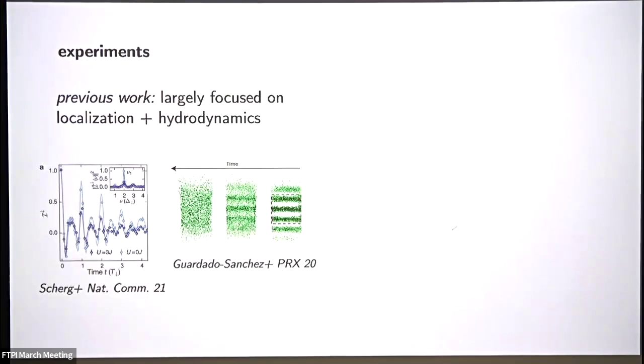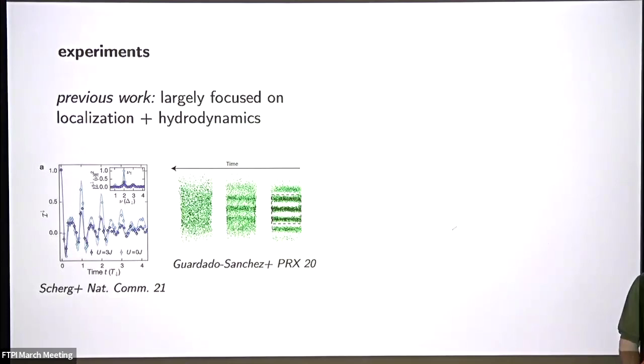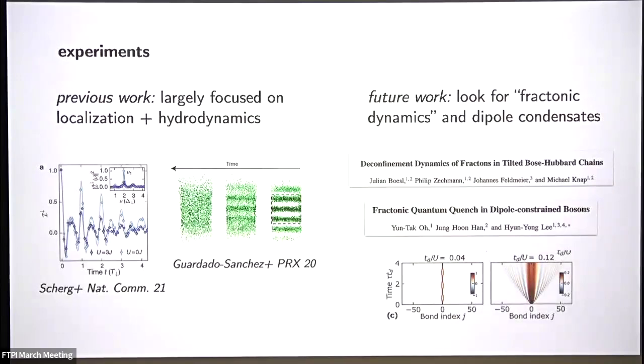Okay, so in terms of actual experiments, a few years ago there were some really beautiful experiments in Immanuel Bloch's and Bassam Barker's groups on exploring the physics of atoms in this strongly tilted regime. They were mostly looking at how density waves diffuse and at some hydrodynamical aspects of this. So not exactly the physics that I was just describing. But recently there's been some momentum building up for looking at the dynamics of different types of excitations in these Hubbard models, and maybe trying to address the dipole condensate and this exotic insulating state that we were just discussing.